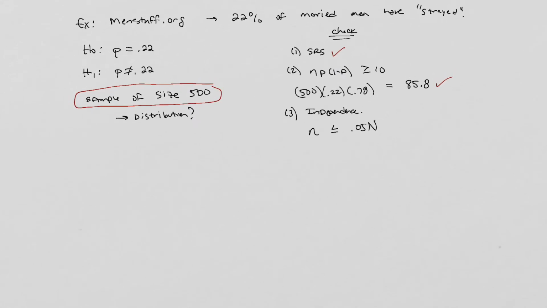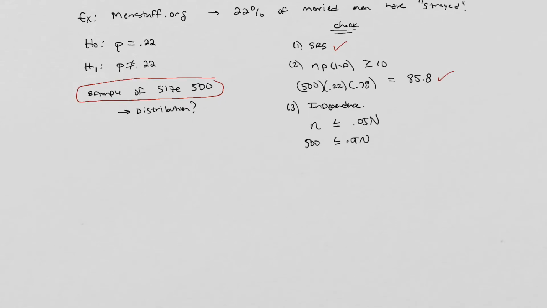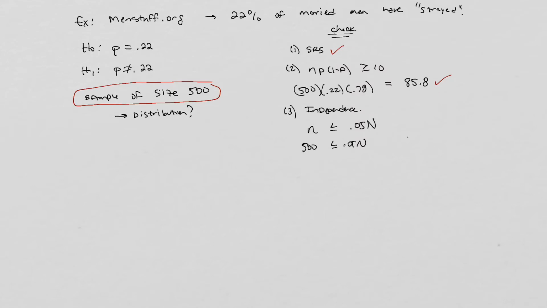I know little n, that's told to us in the problem. That's 500. Now, if we think about capital N, the number of married men that are out there, that's a really big number. So 0.05 means at least 20 times. If you take 500 times 20, you get 10,000. There's a lot more than 10,000 married men out there, which means we can assume that this condition is definitely going to be met.